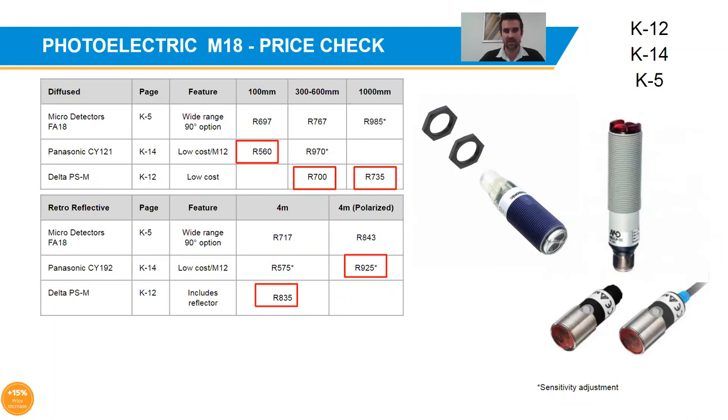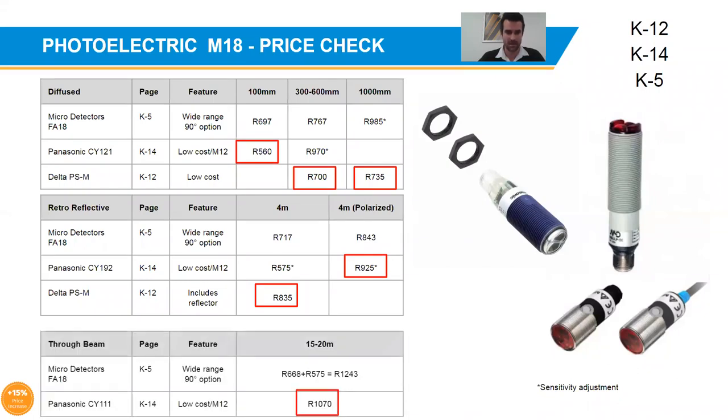Looking at the polarized version, again, we have quite a close competition between the FI18 MD and the Panasonic CY121. And then last but not least, our through beam option. Again, the Panasonic comes out quite good with the through beam. And again, to mention that it has M12 as well on the through beam sensors. So M18 photoelectric, consider using Panasonic. It's quite competitive on the price.